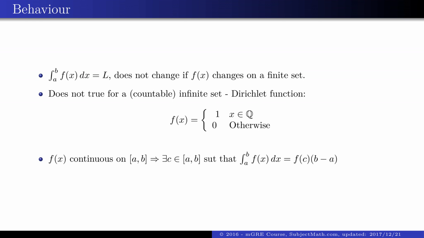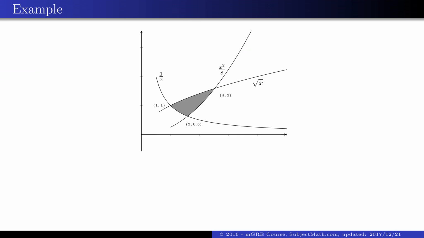For a continuous f, we can conclude this version of the mean value theorem. Observe the following graph and calculate the area of the gray region. First, note that such area can be obtained by subtracting the area under the lower function from the area under the upper function. However, the lower function is best described by 1 over x on the interval 1, 2 and x squared over 8 on the interval 2, 4. So basically, we are calculating two integrals in order to find the answer.